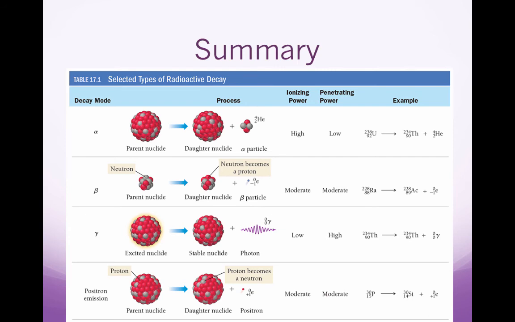And then you do need to know about ionizing power, penetrating power, exactly what happens. So for example, beta decay, you need to know that a neutron turns into a proton, and that's why it emits electrons, so on and so forth. So this chart kind of has everything you need to know in it.